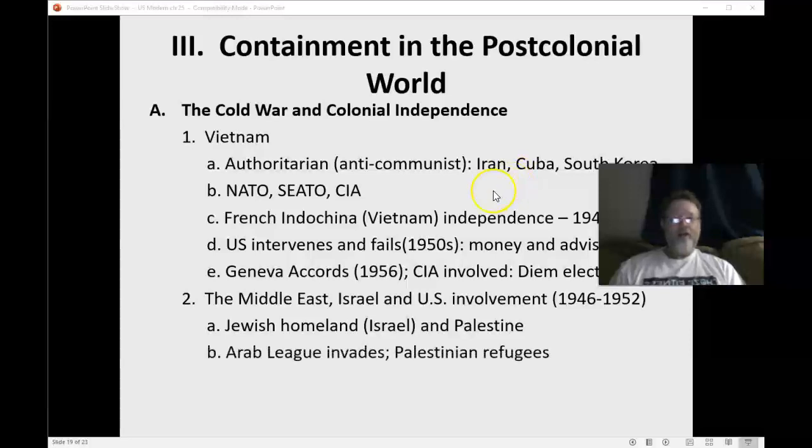We get a league of multiple Arab countries. I think about seven countries actually form a confederation, an alliance known as the Arab League. They get military weapons and supplies and tanks and planes, and they invade Israel. This invasion occurs. I don't have the exact dates in my notes, but I think this invasion occurs in the early 50s. Don't quote me on the date, but somewhere in this time period we have this Arab League invasion.